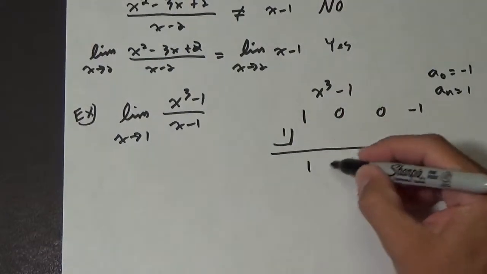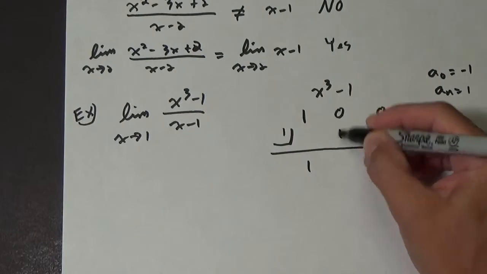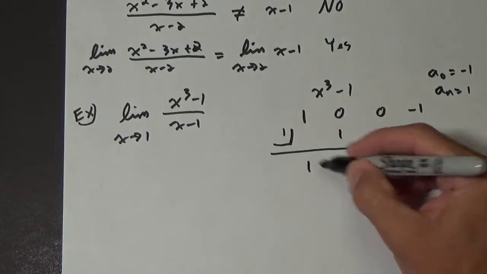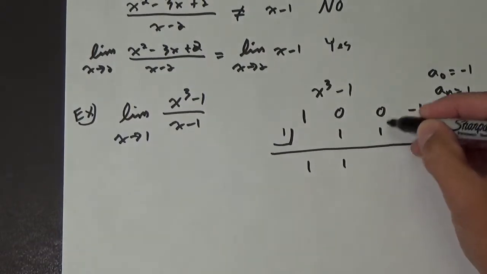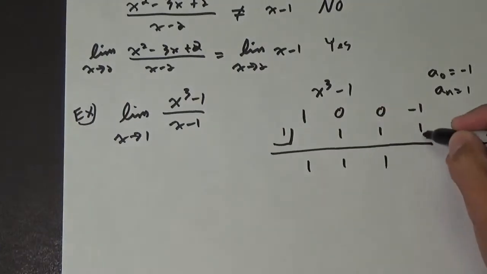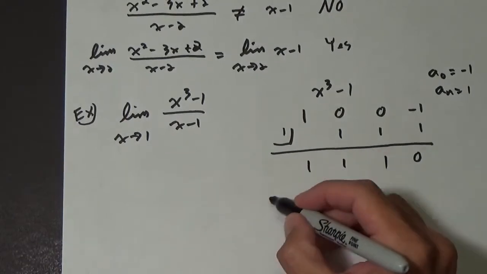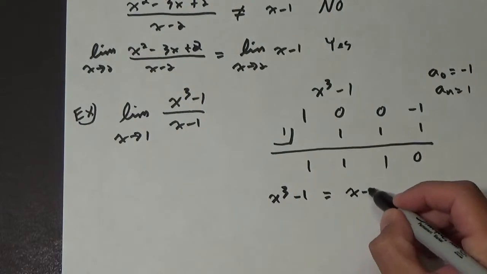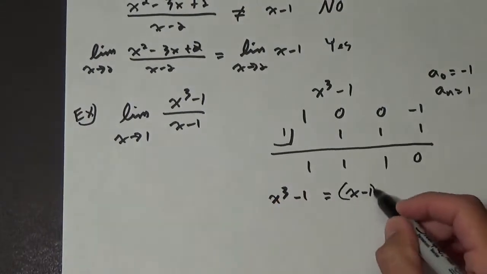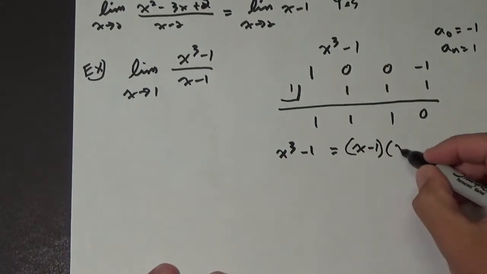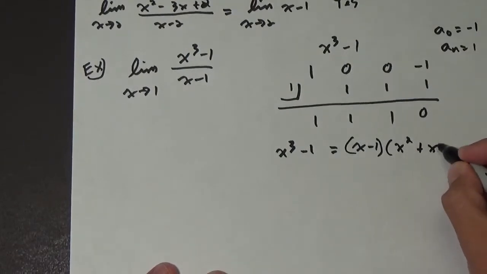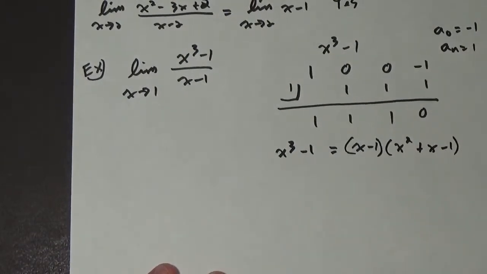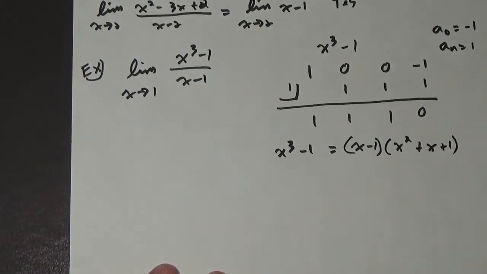So we have 1. 1 times 1 is 1. 0 plus 1 is 1. 1 times 1 is 1. 0 plus 1 is 1. Alright, so it did work. So this x cubed minus 1 can be rewritten to be x minus 1 times x squared plus x plus 1.